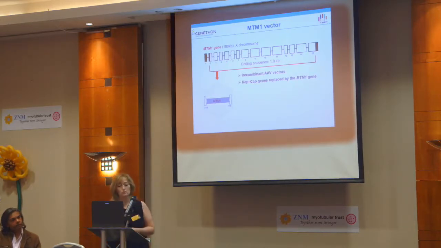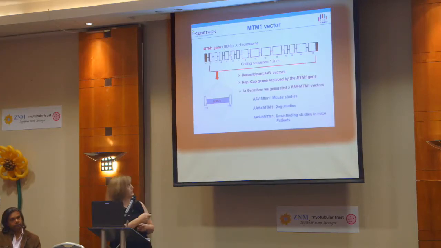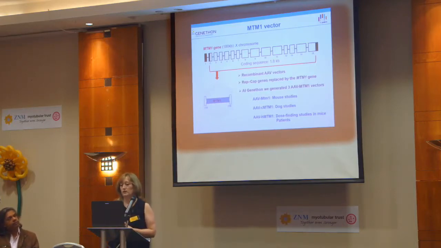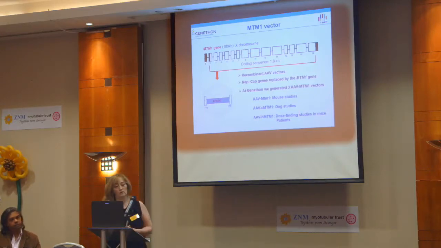So once we replace the endogenous genes of the virus by a therapeutic gene, we call this type of virus vectors now, okay? They are not really viruses, they are vectors, recombinant vectors. So at Geneton, we generated 3 types of AAV vectors carrying the MTM1 coding sequence or gene: 1 for mouse studies, 1 for dog studies, and 1 for those finding studies in mice and for patients.